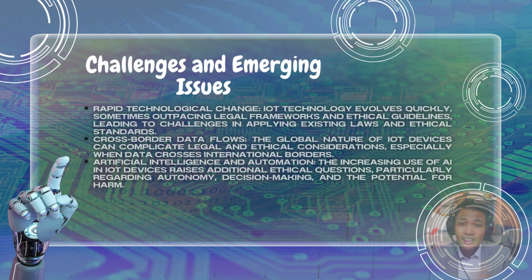So, other than that, we can show challenges and emerging issues that we can see: rapid technology change, cross-border data flow, and lastly artificial intelligence and automation. So you can see these are the challenges and emerging issues that we face.